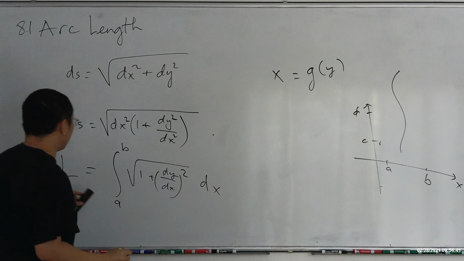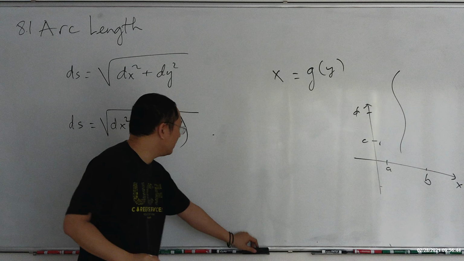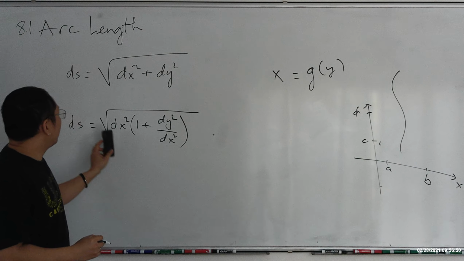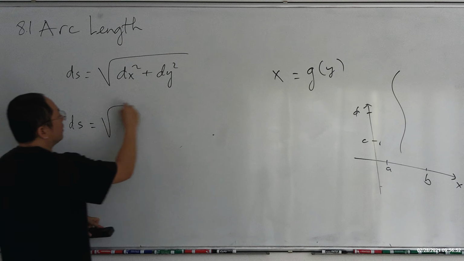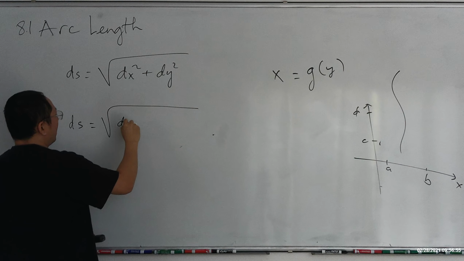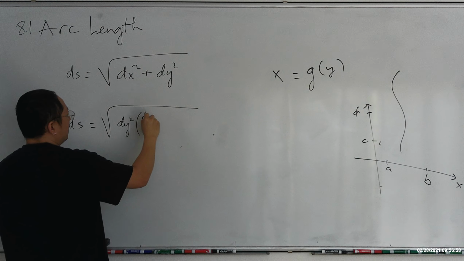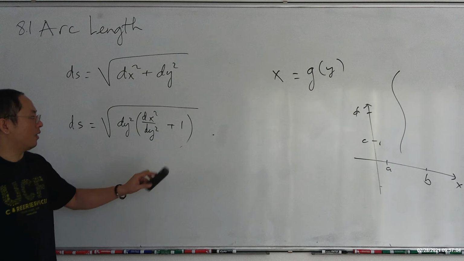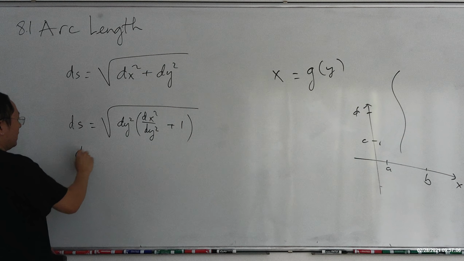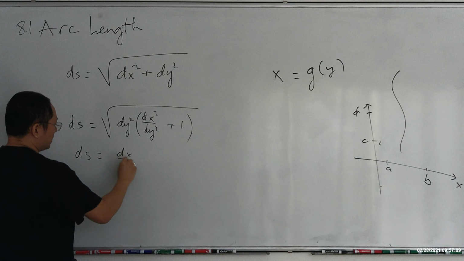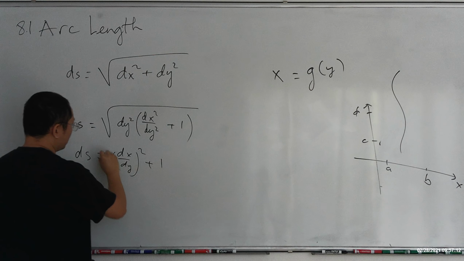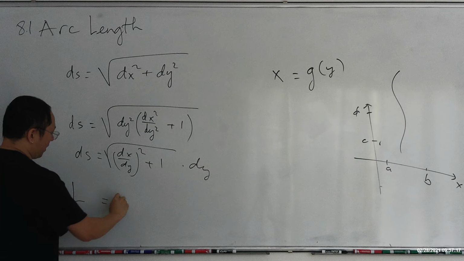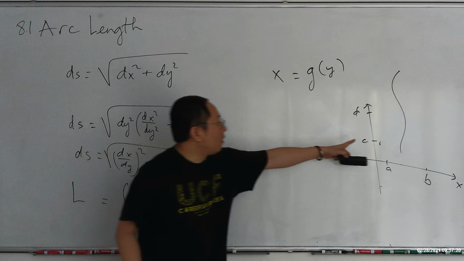That means instead of dividing both sides by dx, factoring dx out, now we can factor dy out. So instead of factoring dx, I'll do it this way: square root of dy squared, I factored it out, so what? dx over dy squared plus 1, and you do the same way. Okay? You're going to have ds is equal to the square root of dx over dy squared plus 1, and then times dy outside. So when it's calculated by integral, now the variable is y, and y runs from c to d.